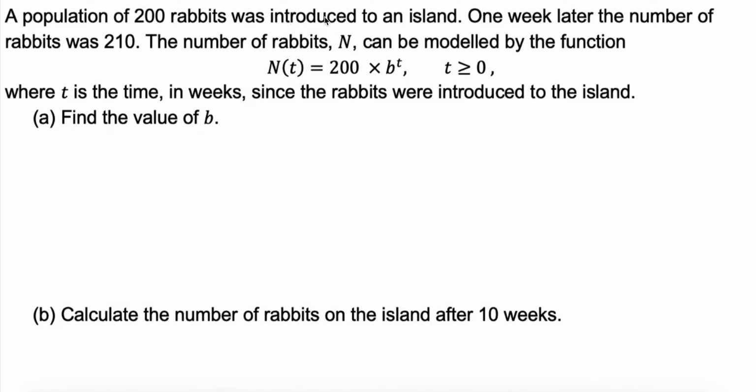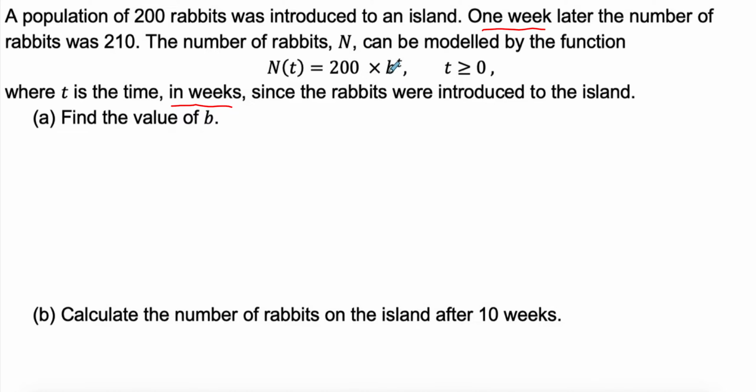So a population of 200 rabbits was introduced to an island, and after 1 week, so this is the keyword here, 1 week, the population of the rabbits was 210. So this can be modeled through an exponential function. It's obvious it's an exponential because your variable is a power, where t, which is unknown, the independent variable, is the time in weeks. This is important since the rabbits were introduced to the island. So find the value of b.